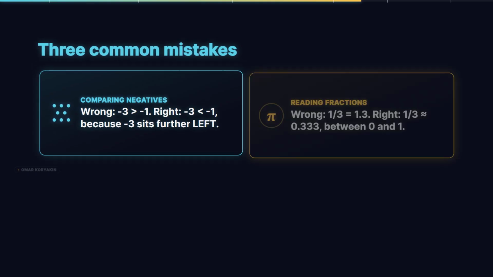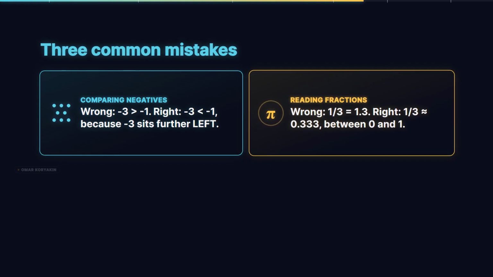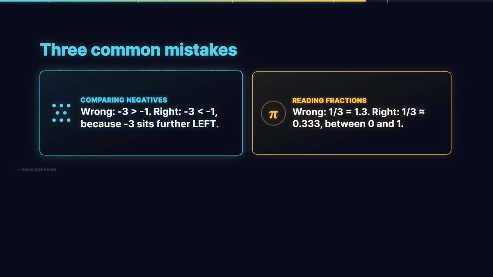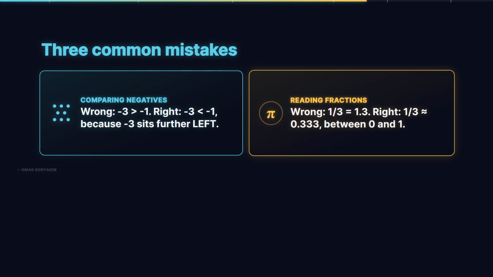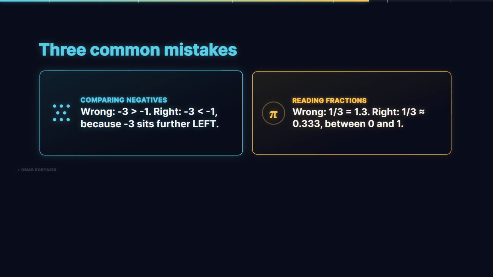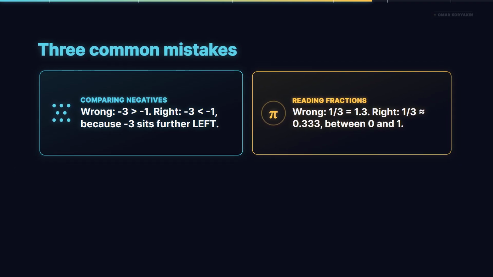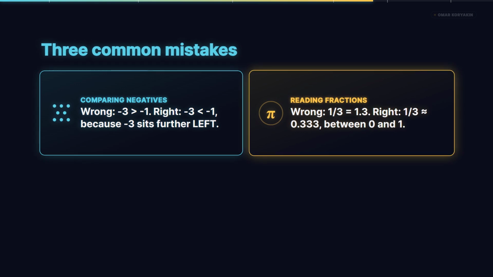Reading fractions. A student writes that 1/3 equals 1.3. That decimal is wrong by quite a lot. 1/3 is 1 divided by 3, which equals about 0.333 repeating. So 1/3 sits between 0 and 1, much closer to 0. The numerator and denominator do not just sit next to each other as decimal digits. You have to actually divide.